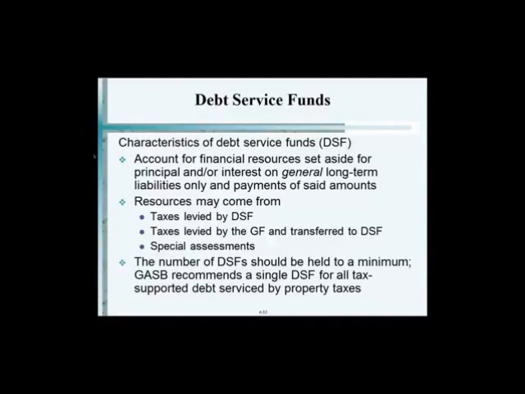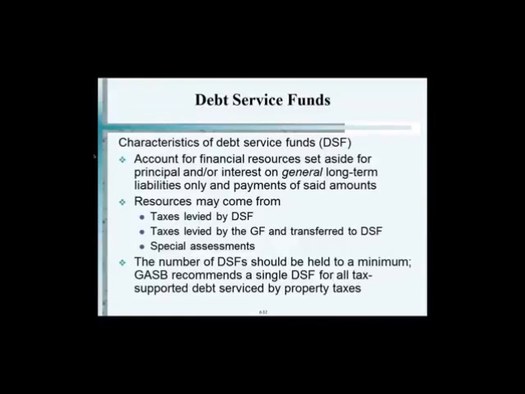Basically what GASB says, again only for general long-term liabilities, is if you have 10 different debt issues, don't set up 10 different debt service funds. Maybe use one, depending on what it is. You don't have to necessarily set up one for every single debt issue.